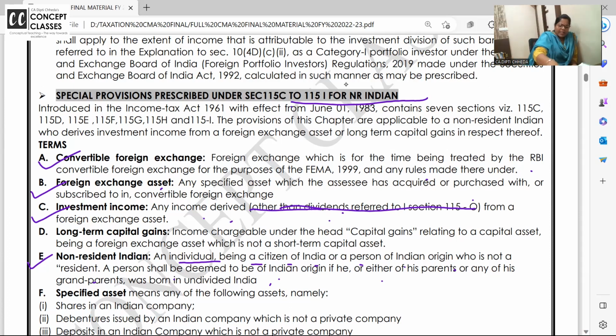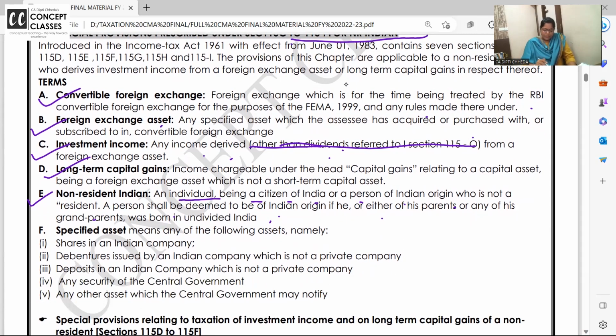In short, he will get what? Investment income. And when he sells those shares, he will get the capital gain. So with the convertible foreign exchange, he is buying a specified asset. Is my reading of the definition clear to all of you? NRI is there. In convertible foreign exchange, he is buying a specified asset.